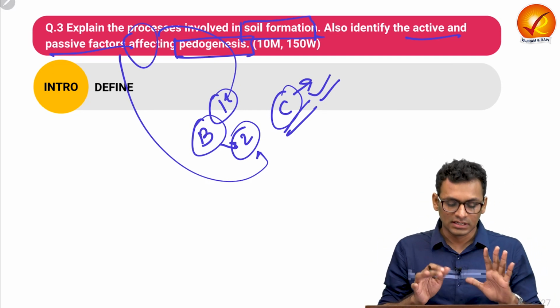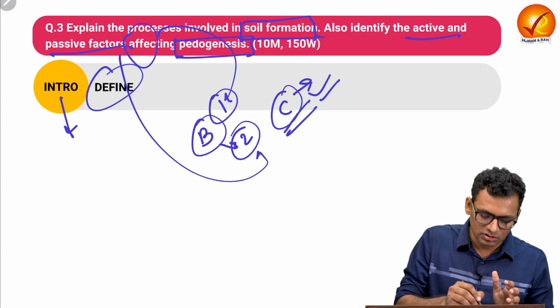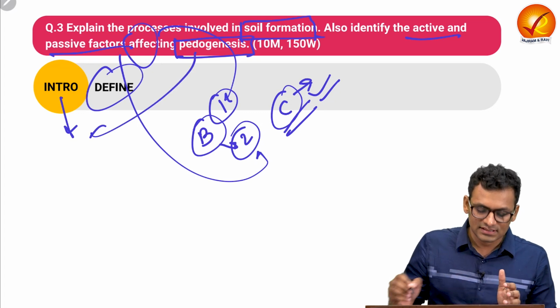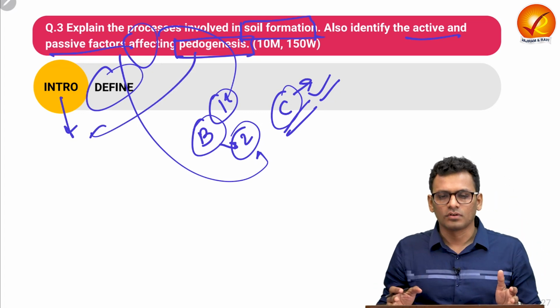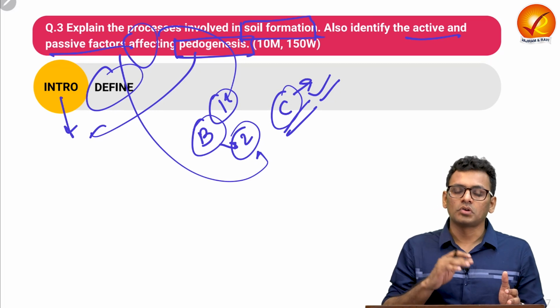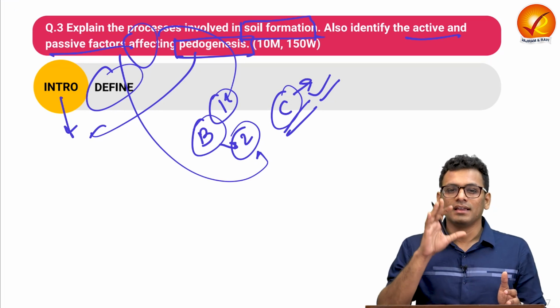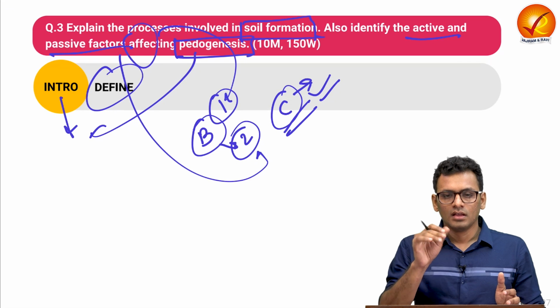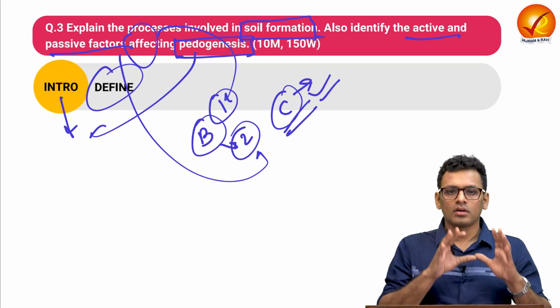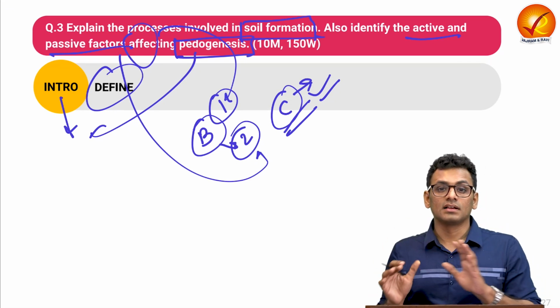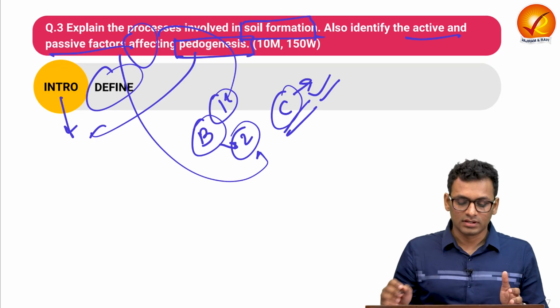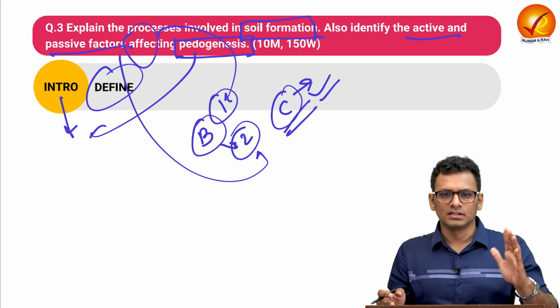Now let us start with the introduction. As I mentioned, in the introduction, you can define pedogenesis, which refers to the process of soil formation. Over here, you can talk about how soil formation is not just a limited process, but a biochemical as well as physical process. So that is something you can write about in the introduction.